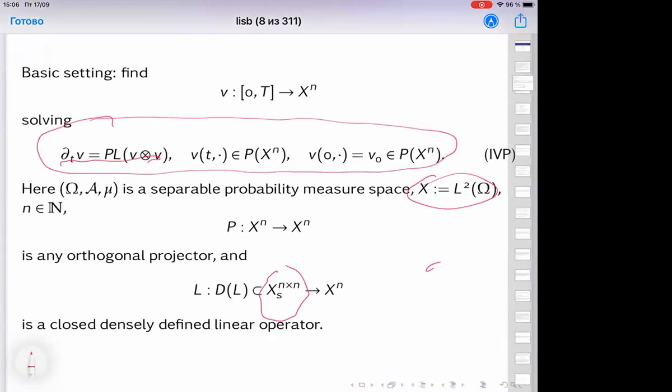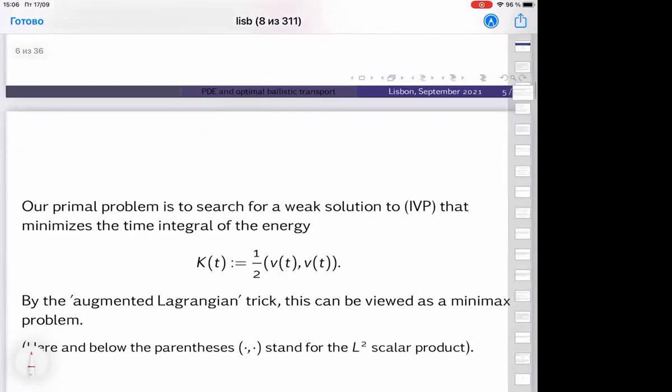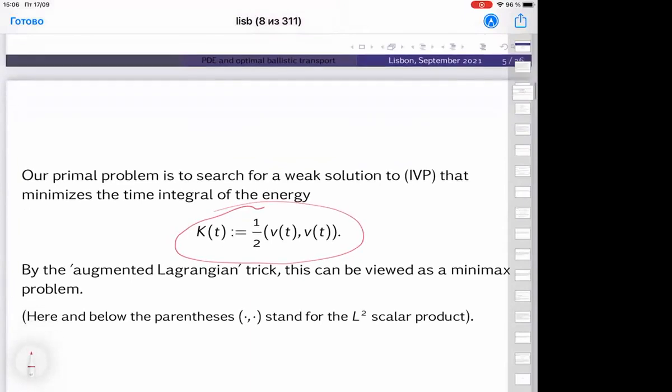But you, which is an abstract way to write a PDE. And then you look for the solution, as Brenier teaches us, which minimizes the time average of the kinetic energy. The kinetic energy is just the square of V, right? V is an element in the Hilbert space. So this is the kinetic energy. And by parentheses, I just denote the scalar product in L2.